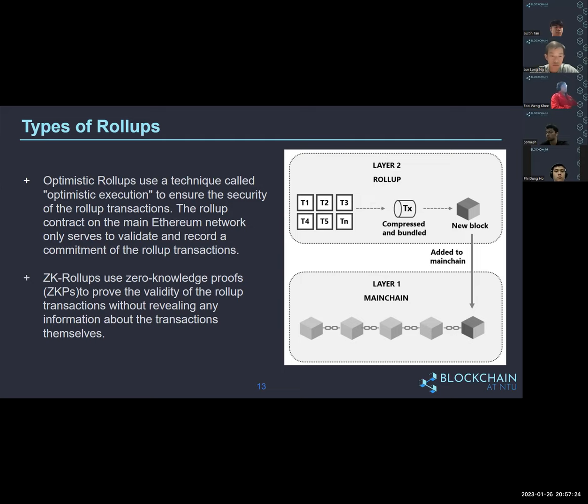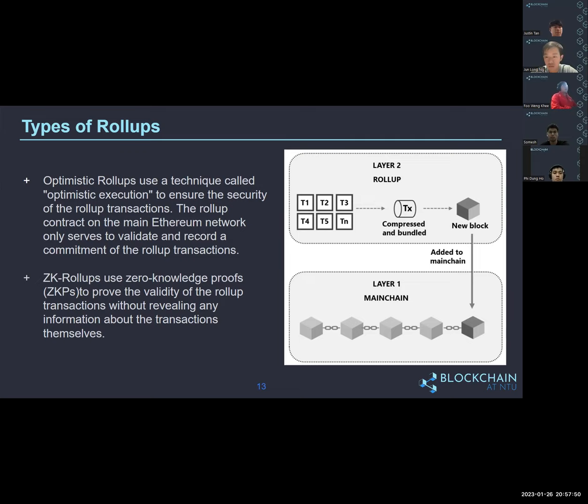The rollup contract on the main Ethereum network only serves as a way to verify whether the rollup transactions are valid or not. The rollup contract is used to validate the rollup transaction, and it also stores the commitment of the rollup transaction. This commitment serves as a proof that the rollup transaction has been processed and is valid, as explained earlier. Some examples of optimistic rollups are Optimism.